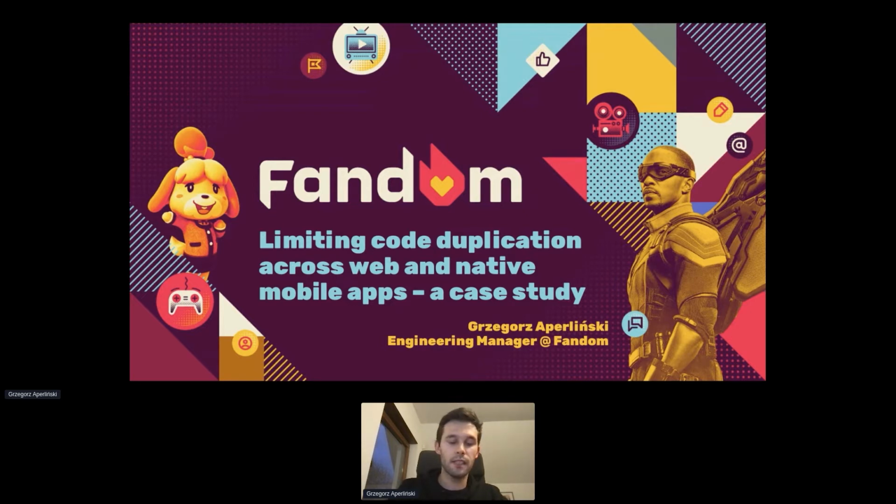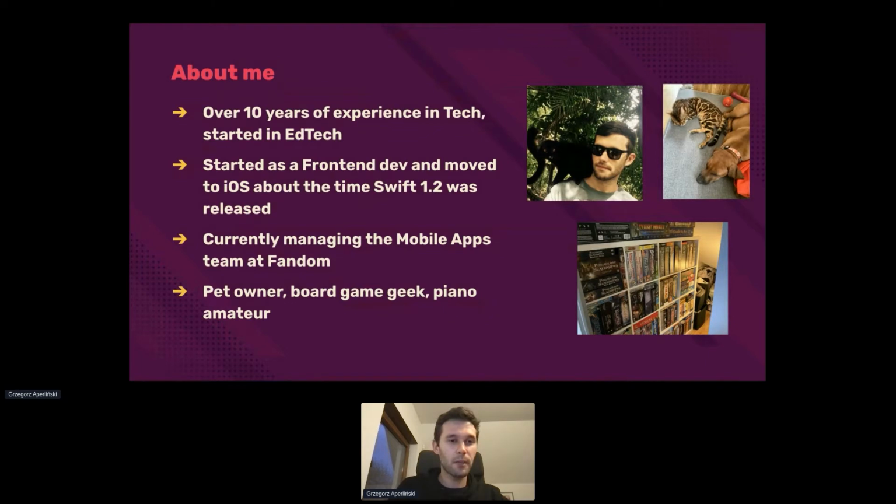My name is Grzegorz Aperliński, and I'm an engineering manager at Fandom. So a couple of things about me. I'm in the tech industry over 10 years now. Started in educational tech. My programming career started in front-end development, but I pretty much quickly moved to iOS about the time Swift 1.2 was released. Currently, I'm managing the mobile apps team at Fandom, and privately, I own a Bengal cat and a Rhodesian Ridgeback dog. So basically, that takes up a lot of my time. And when I'm not taking care of my pets, I play board games and try to learn the piano, but it's very difficult.